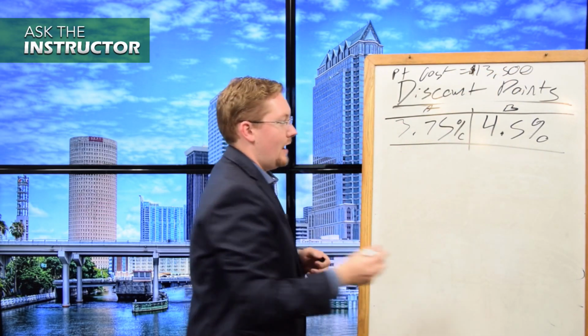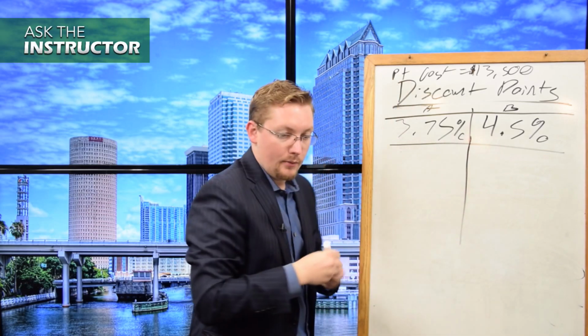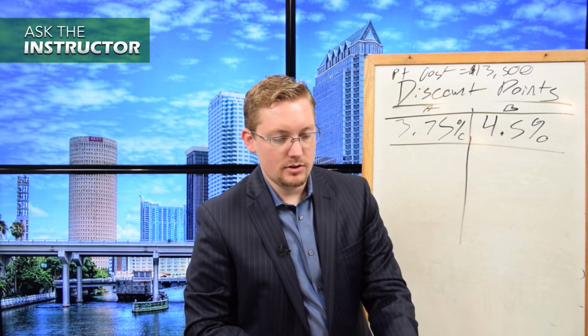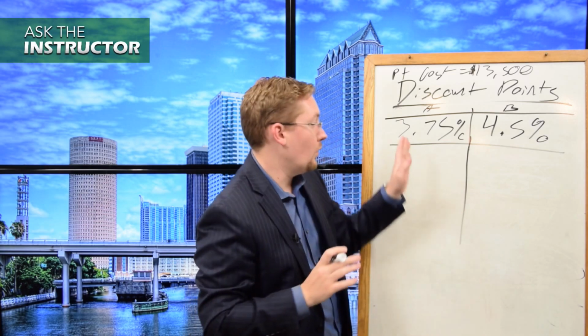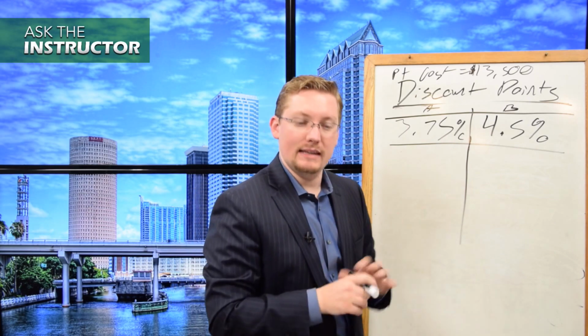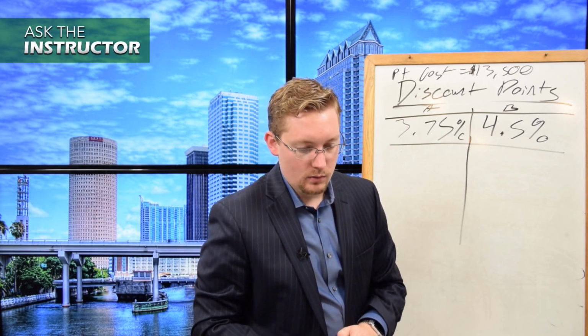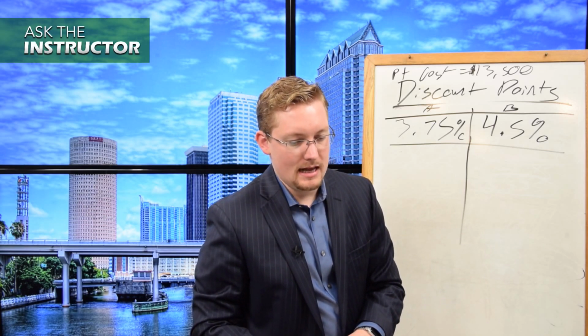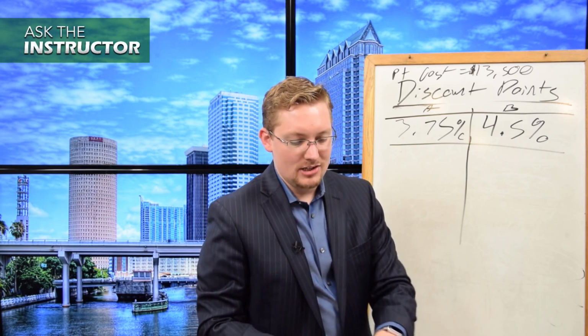So $13,500 is the cost of our points. And what I'm going to do now is pull up two of these amortization calculators, and we're going to put one in for 3.75 and one for 4.5 to see what that difference is in the interest. So we'll do one here, $225,000, 3.75%. And there are other factors you have to pay attention to.